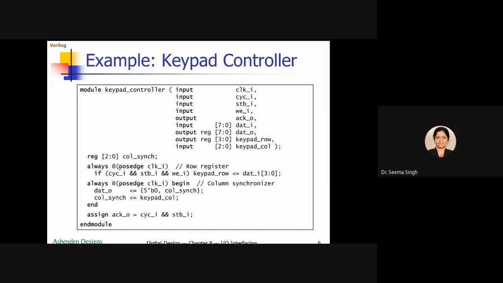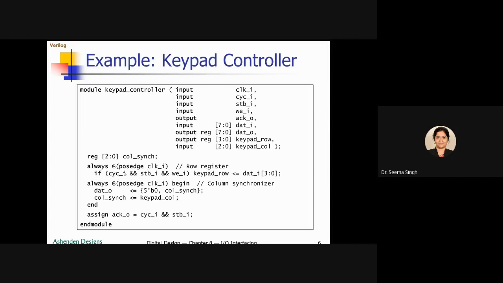Now the other signal part. You know that you need to synchronize your column and row to understand the key pressed in the keypad controller. So this is a register given for column synchronization, because there are 3 columns, so 2:0 is given. Then you have to understand this now, very important. So now you see what is the control signal.